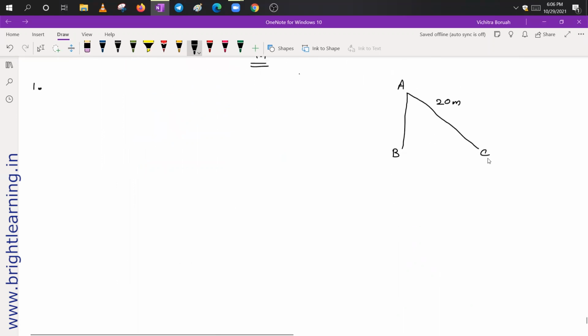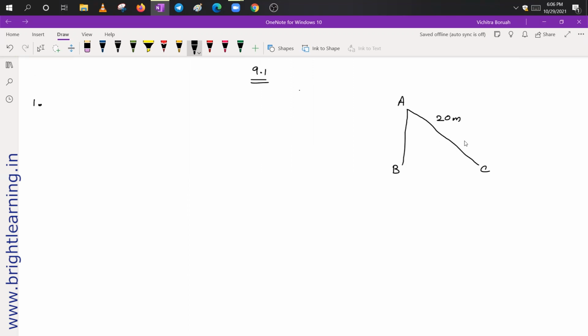So now the question: there is a vertical pole. Suppose AB is the vertical pole and a rope is tied from the ground to the top of this pole. Now the length of this rope is given, that is 20 meters. And BC is the ground, and we are also given the angle made by the rope with the ground. This angle is given, that is 30 degrees. So here we have to find the height of the pole, that is AB.